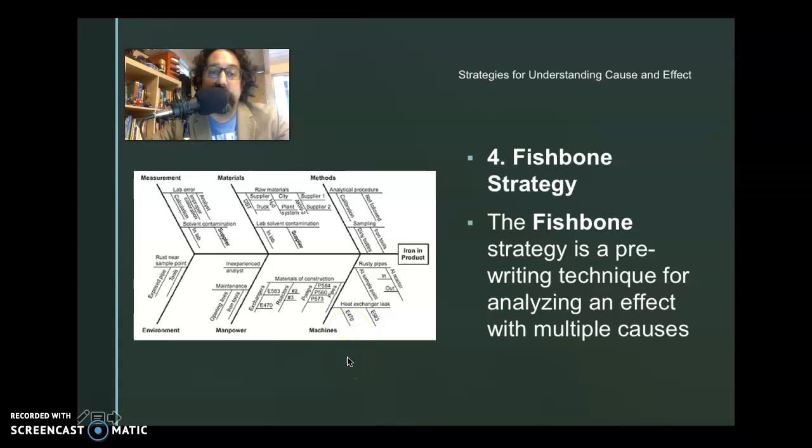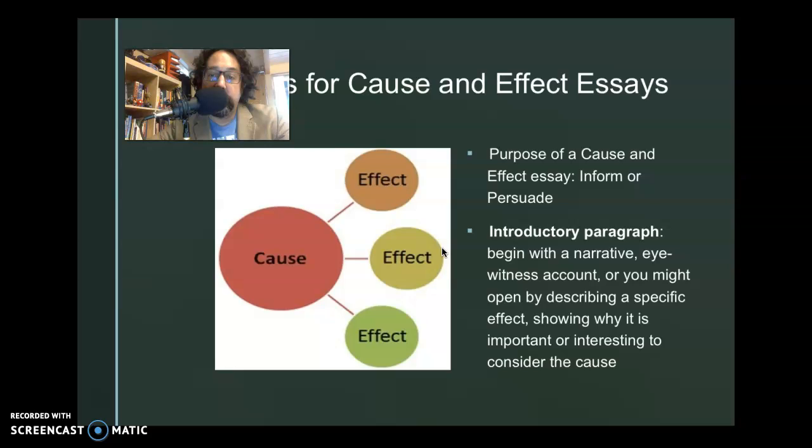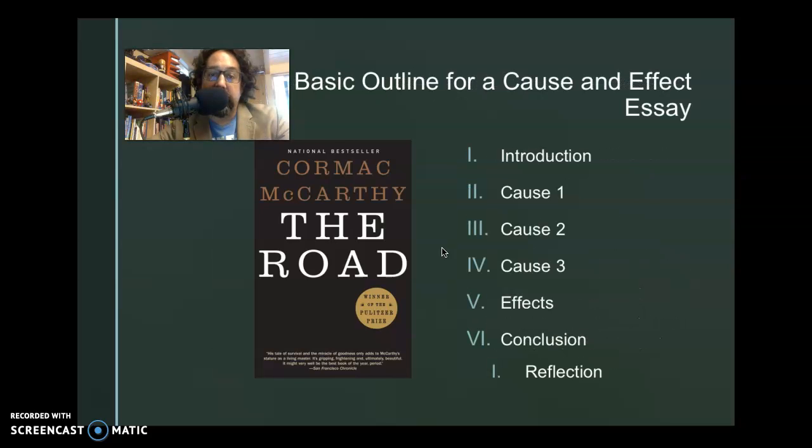And this is one I do want you to do. It's called the fishbone exercise. So it would be really helpful for you to draw out a fishbone strategy of how you think the apocalypse occurred in The Road. That's on this page here, the description of that assignment, which talks about tips for cause and effect essays.